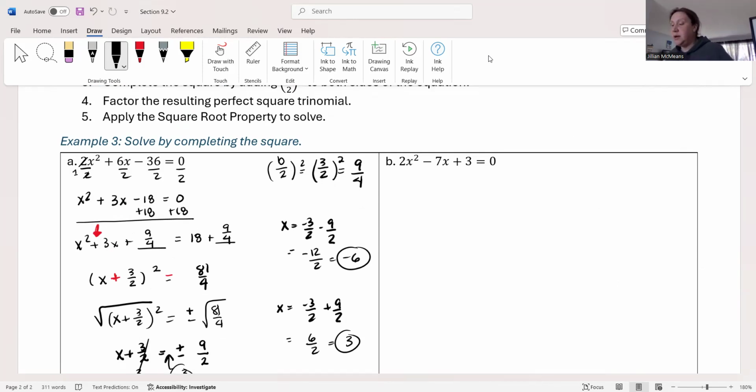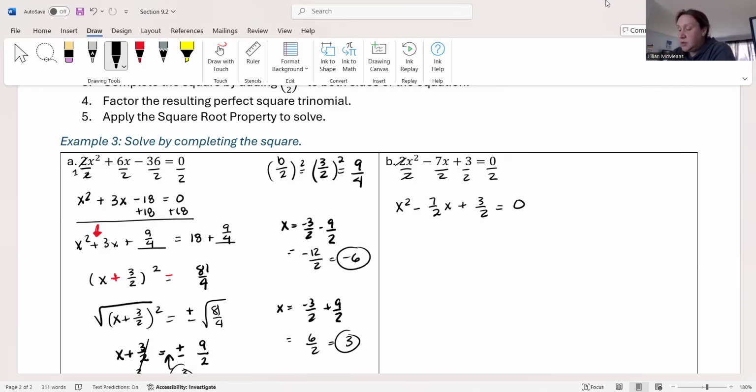So we have 2x squared minus 7x plus 3 equals 0. We have a coefficient on the square term that's not 1. We divide all terms by that value. So we divide by 2, divide by 2, divide by 2, divide by 2. Well, 2 divided by 2 is 1, so I get x squared. Unfortunately, 7 divided by 2 is just 7 divided by 2. And then 3 divided by 2 again is just 3 divided by 2. And then 0 divided by 2 is 0.